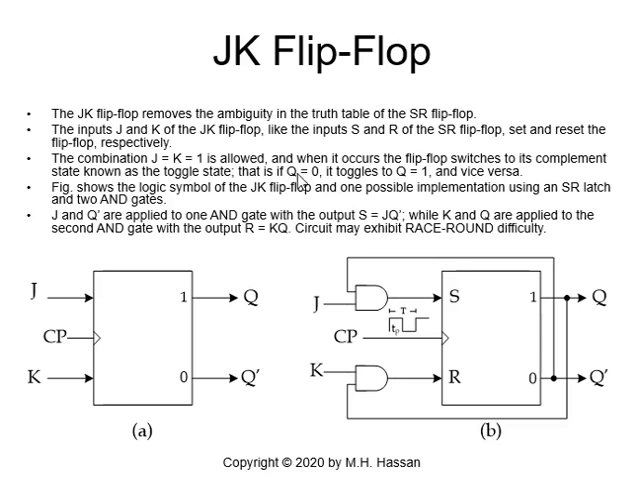So the combination J = K = 1 is allowed, and when it occurs, the flip-flop switches to its complement state, known as the toggle state. That is, if Q is 0, it toggles to 1 and vice versa. The figure shows the logic symbol of the JK flip-flop, shown here in figure A.